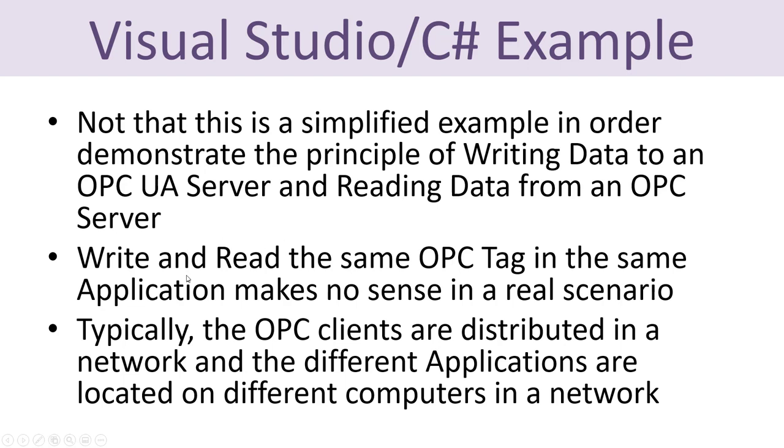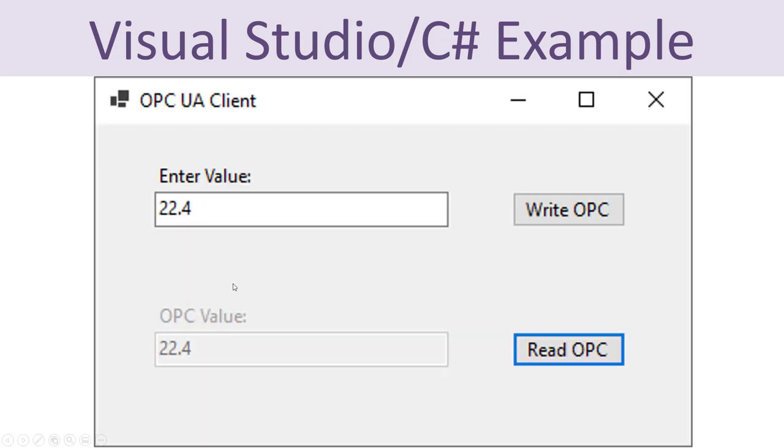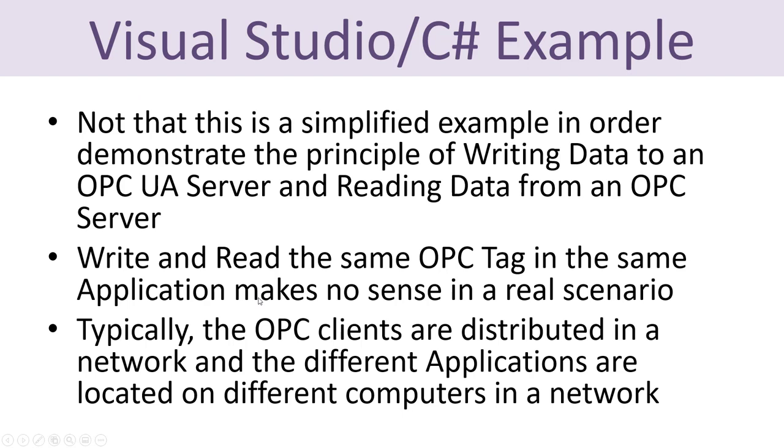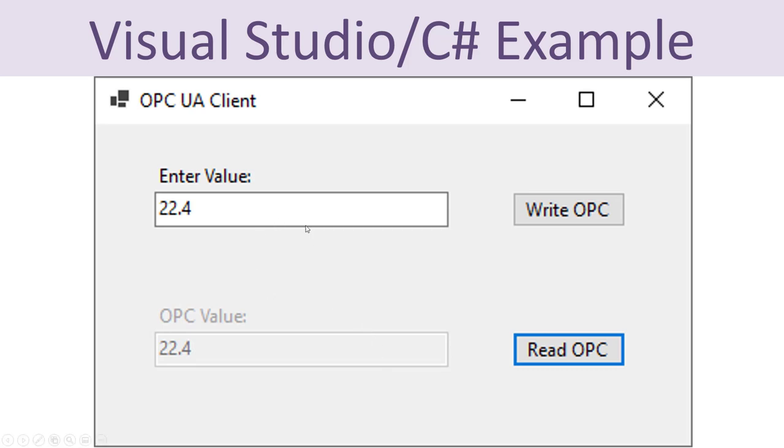Typically, you have write and read. In this example, you have write and read in the same application, but in a real-world scenario, this doesn't make any sense, because typically you have OPC clients that are distributed in a network or even over the internet. Typically you have an OPC write client on one computer, and then you can have an OPC read client on another computer, and somewhere these two applications are communicating with an OPC UA server. So typically you have the server and the clients distributed over a local network or over the internet.